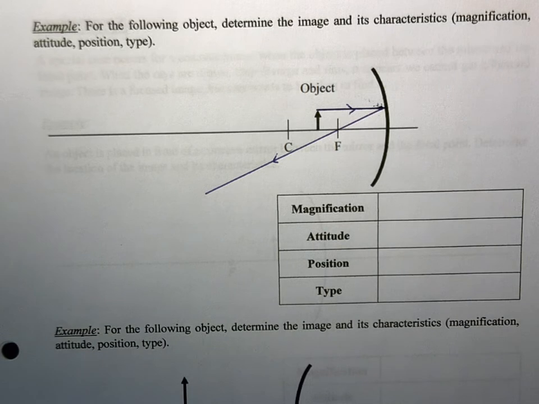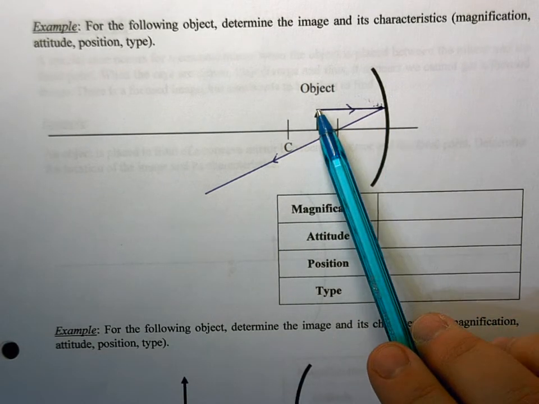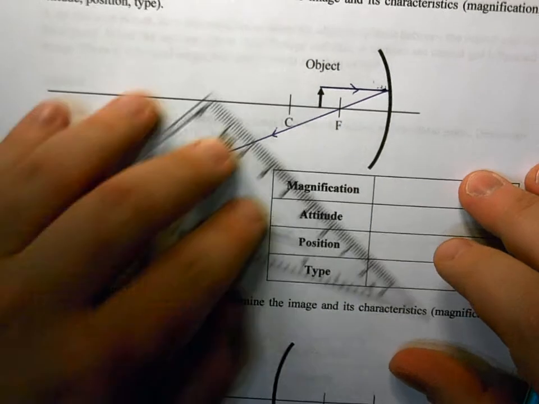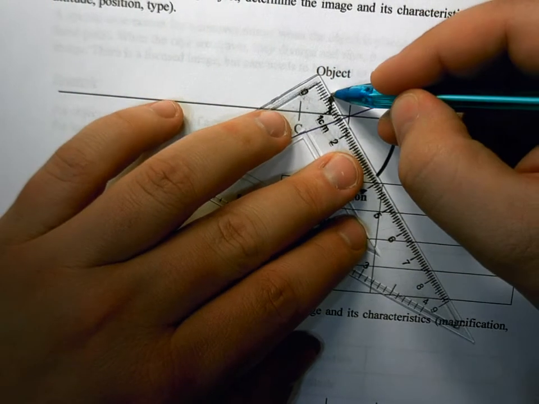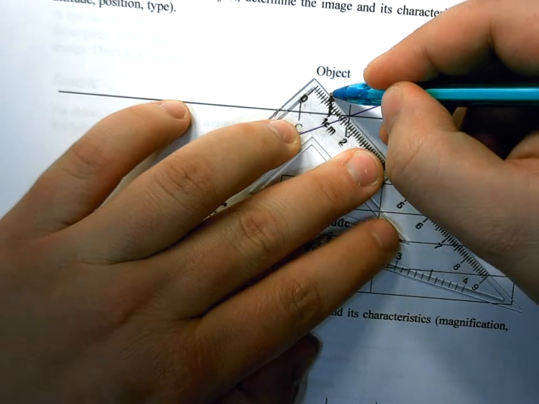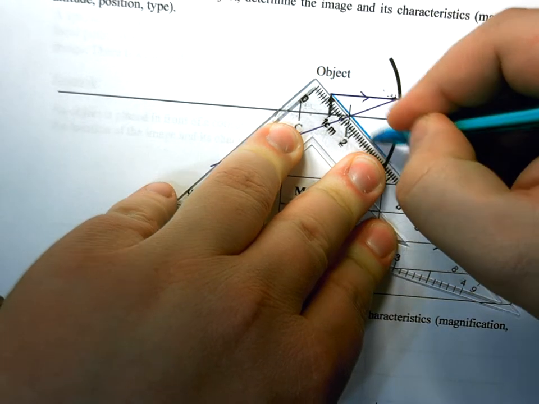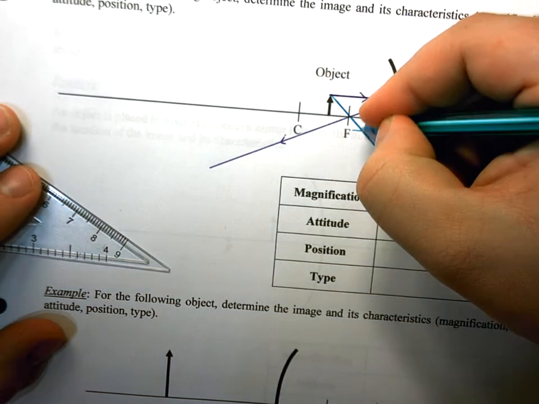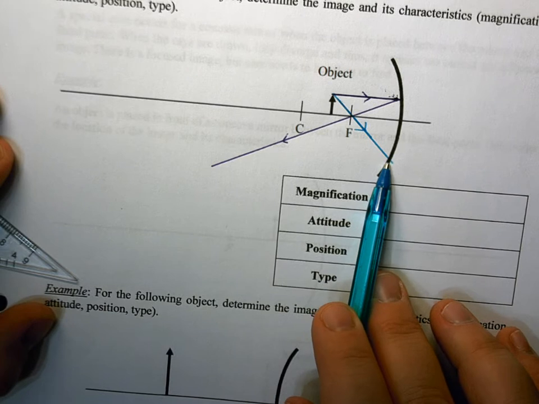We're going to do the same thing now with the second ray. Instead of going parallel to the principal axis, we're going to pass it through the focal point this time. And again, we're doing it all from the tip of the arrow. So from the tip of the arrow, we're going to pass that through the focal point. We're going to try that again. We're going to pass it through the focal point there. So this is my incident ray. It's going to go from the tip of the arrow to the surface of the mirror.